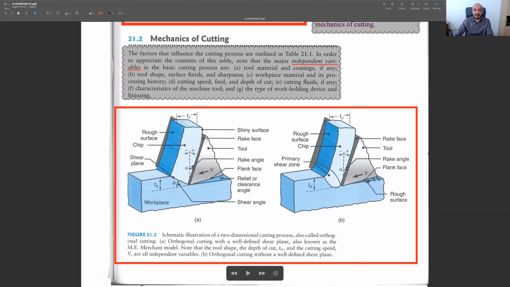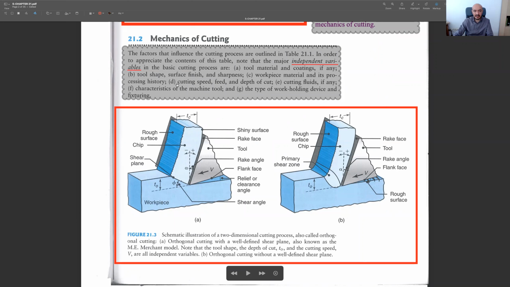For instance, in this cutting process, you can change the tool material, you can apply some coating. So this is totally independent from other parameters like angle, quality. What about tool shape? Again, it's another independent parameter. The shape of it, the surface quality, the sharpness of the edges are all independent parameters. Another independent parameter is workpiece material. Since we decide on the workpiece material, its processing history is again determined by us. So it's again independent in the cutting process.